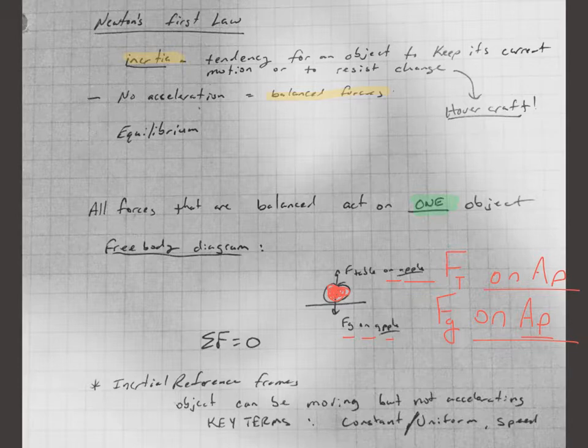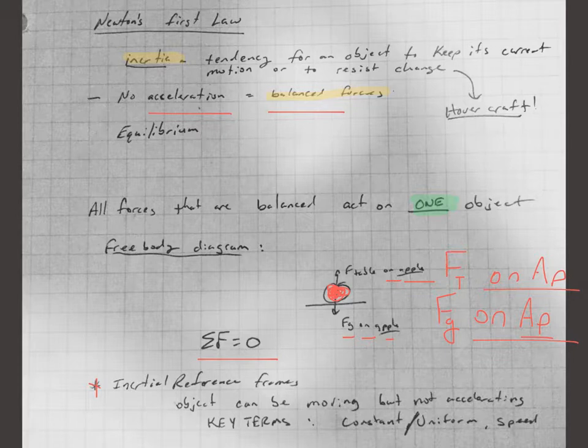The simple mathematical expression is, of course, that the sum of all forces will equal 0. And this comes in relationship to the second law, which is the sum of all forces equals the mass times the acceleration. However, if the forces are balanced, there can be no acceleration. So a is 0, and the sum of all forces has to be balanced, 0. Simple. Some extra little note here for inertial reference frames: it means that an object can be moving but not accelerating. So that's another example of the hovercraft.